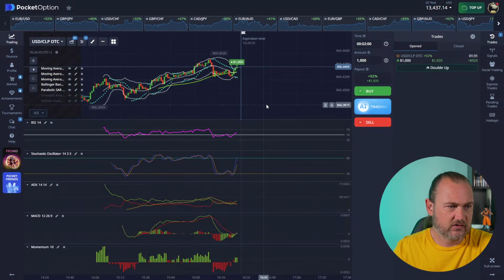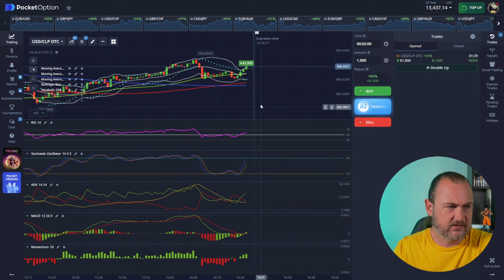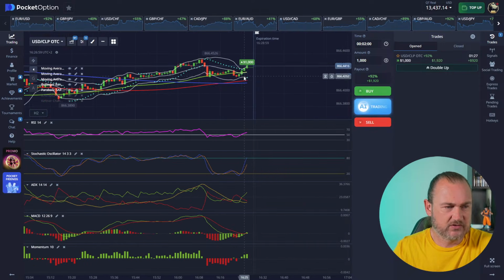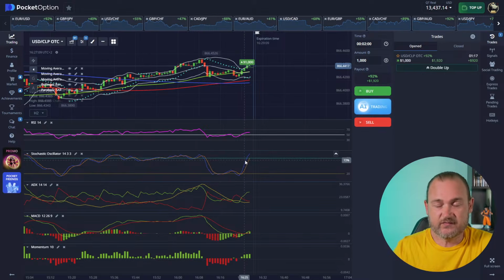If I go and look at the 1 minute chart, I can see that the way the Bollinger Bands contracted here very tightly, and now they're opening up again. Stochastic is busy entering the overbought zone, which is, for me, good.